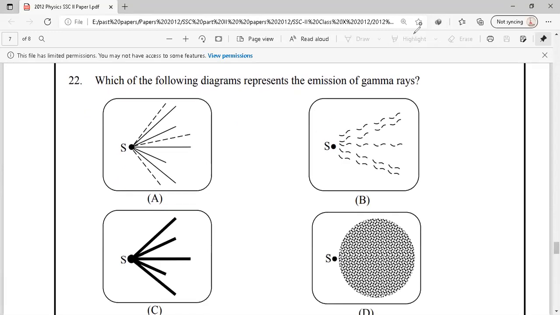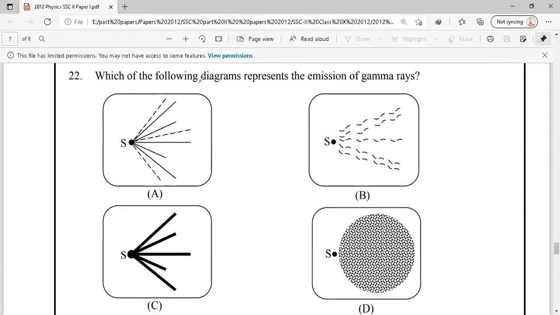Then we have our next question, that is question number 22. Which of the following diagrams represents the emission of gamma rays?